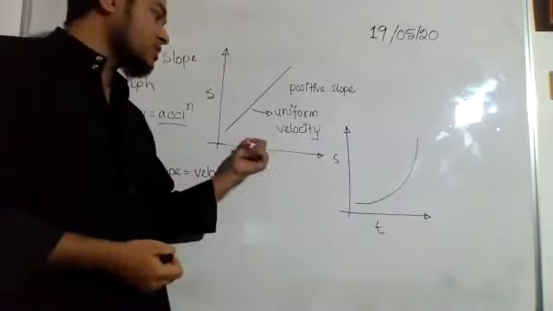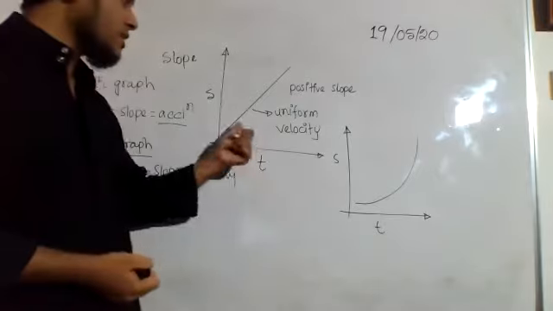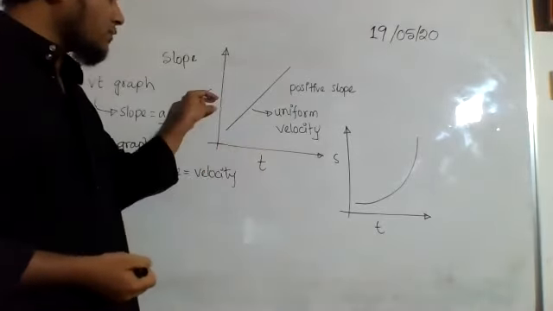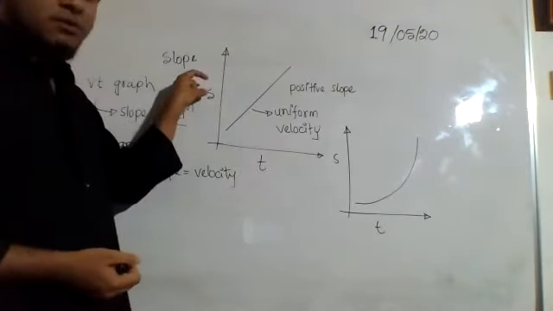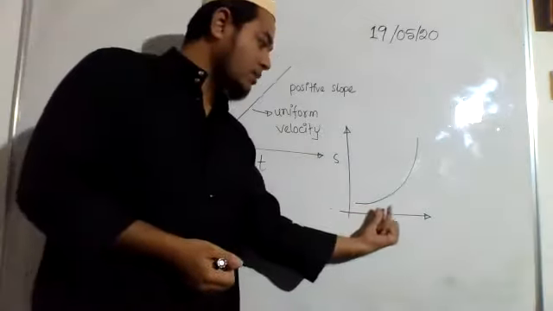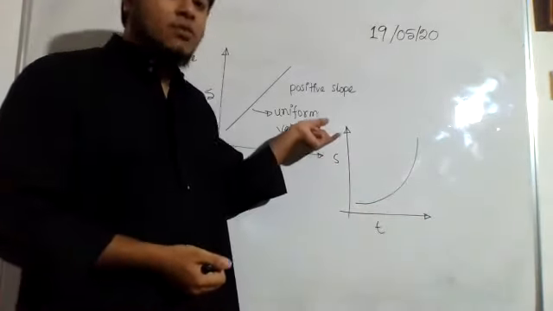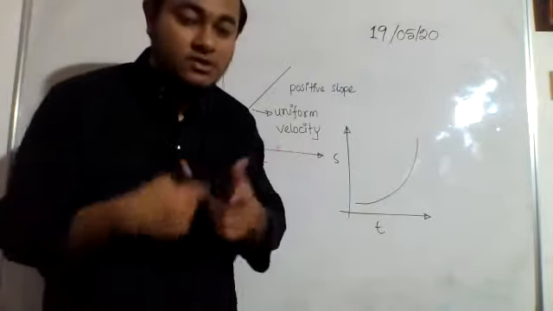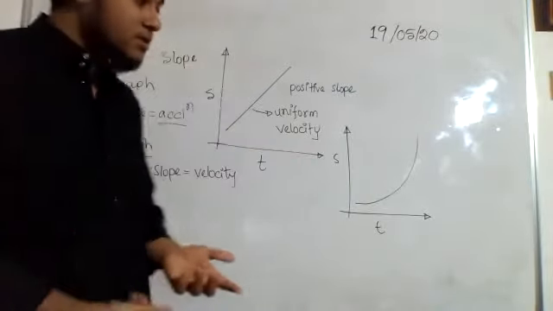This is the difference between this and this curve. Here, equal amount of time, equal amount of distance. Equal amount of time, another equal amount of distance. But here, equal amount of time, but different amounts of distance you will cover because the velocity is changing. This is what we already discussed.